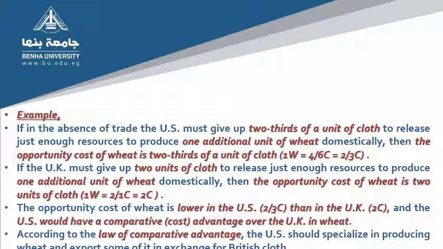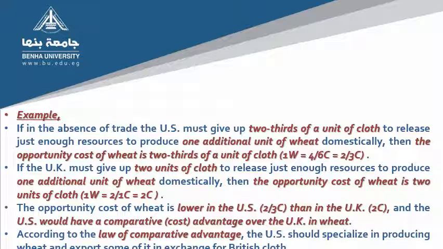If in the absence of trade, the United States must give up 2/3 of a unit of cloth to release just enough resources to produce one additional unit of wheat domestically, then the opportunity cost of wheat is 2/3 of a unit of cloth. On the other hand, if the United Kingdom must give up 2 units of cloth to release just enough resources to produce one additional unit of wheat domestically, then the opportunity cost of wheat is 2 units of cloth.